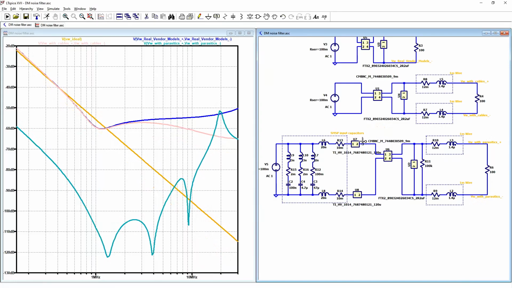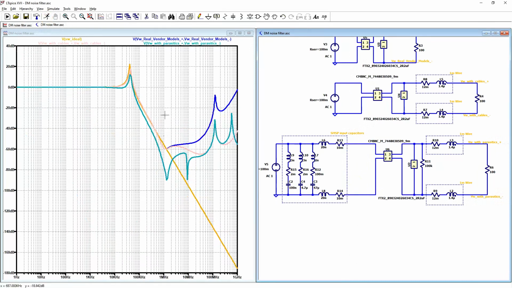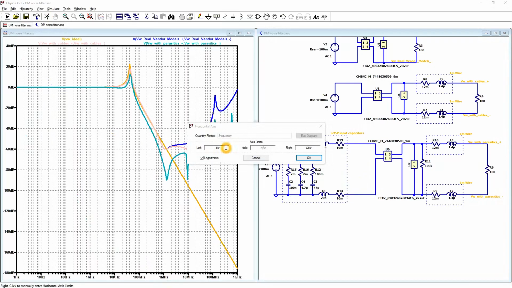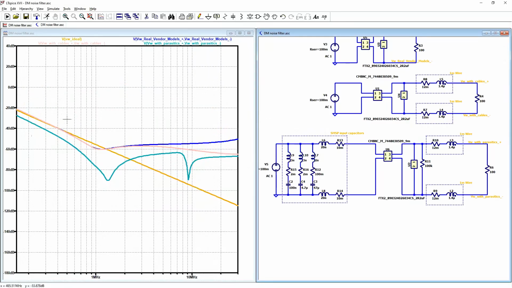Let me, for a moment, delete the inductors. And again, let's see the result between 500 kilohertz and 30 megahertz. We have a little bit more attenuation, but we also have amplification, in the higher frequency region. For conducted emission, it will not be a problem. For radiated emission, it could be a problem.